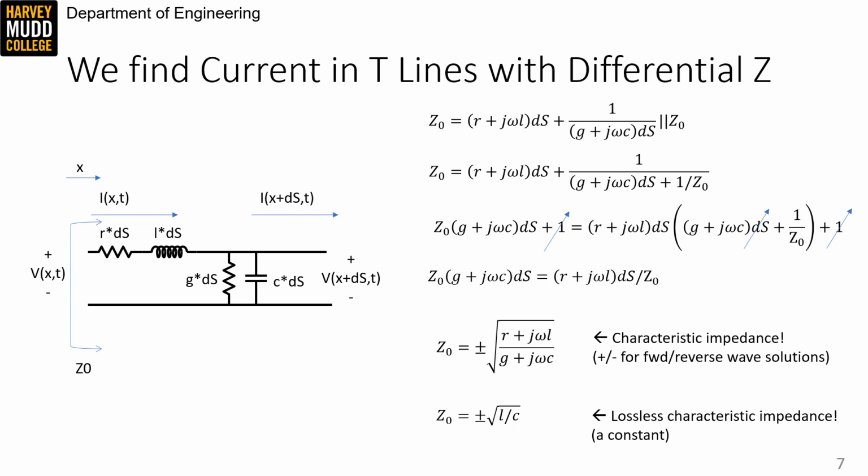Also note that the impedance has two solutions, there's a plus or minus in front of it. That's because one of these solutions corresponds to forward traveling waves and one corresponds to reverse traveling waves. The negative sign just means left traveling waves send current in the minus x direction. It's not that there's like negative resistance generating power or something like that.